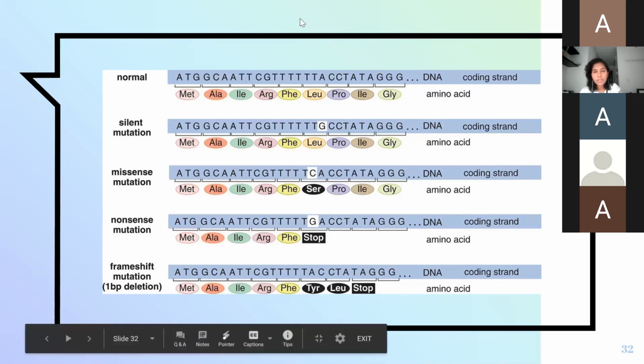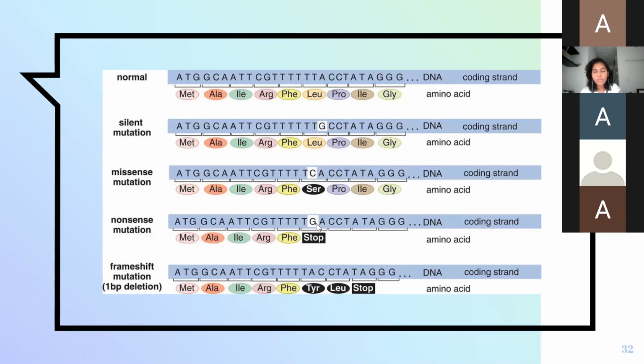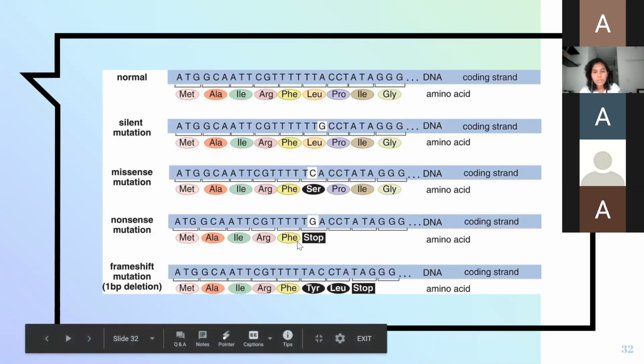And then you have your nonsense, where your A is put to G, so TGA is coding for a stop codon, and hence it stops all the subsequent amino acids, the polypeptides, from being made. And then the frameshift is when one is deleted, and when it does, it changes the entire reading frame, and hence brings about different amino acids in the protein code.